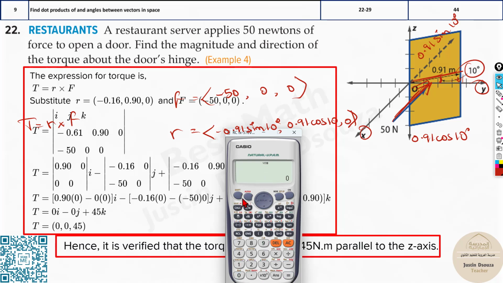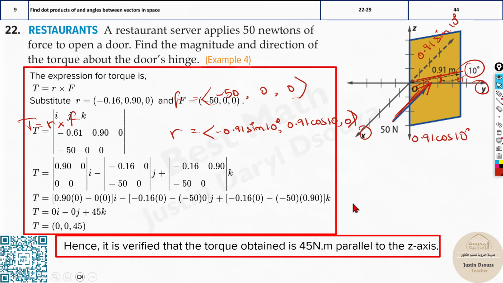And now let me try it. Shift 4, 3, cross product, shift, sorry, 5 and 4 over here. Yeah, so you can see that is what they have done. I was just wondering what happened. So if you round it off, you will get this value. Hope that's clear. And you can see the z-axis is the hinge basically. The door is parallel to the z-axis along the hinge, with a magnitude of 45 Newton meter.